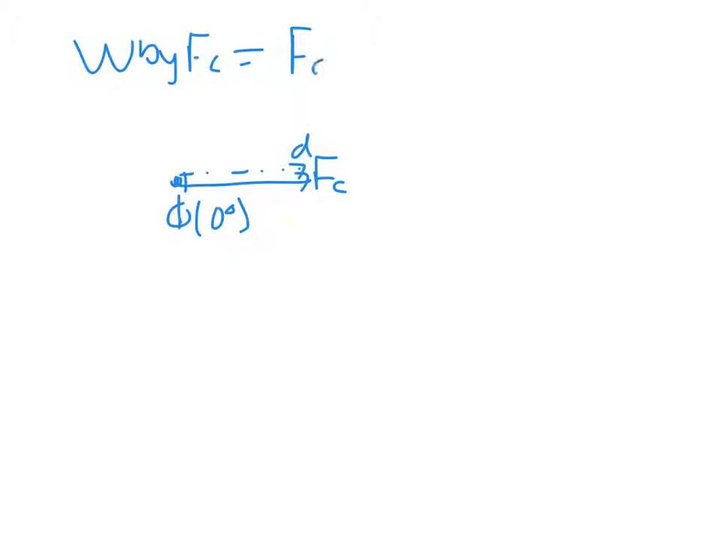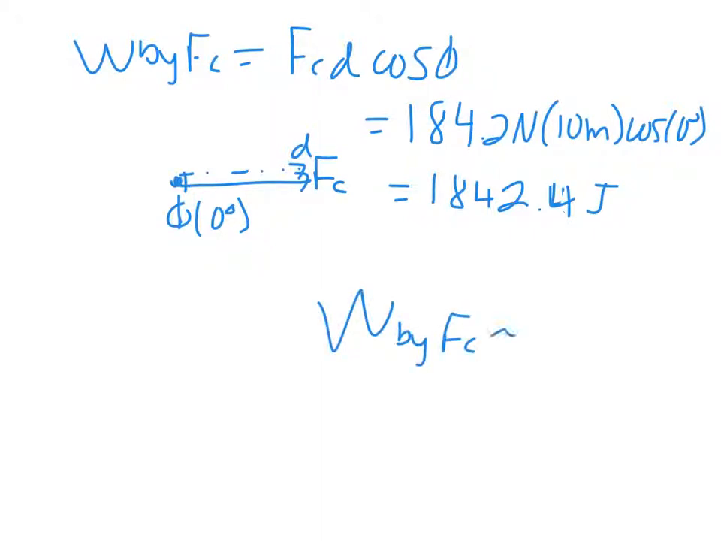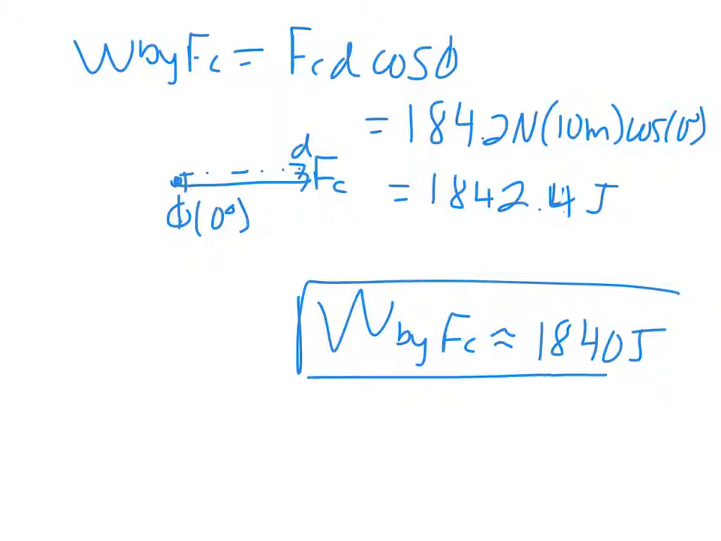So this work equals the contact force times the distance times the cosine of phi, and the contact force equaled the frictional force, so 184.2 newtons times 10 meters times the cosine of 0 degrees. This equals a positive 1842.4 joules. Let me erase that. So the work done by that contact force is the same as the frictional force, just positive. So approximately 1,840 joules. That's about as simple as these work problems can get if you're looking at solely work.